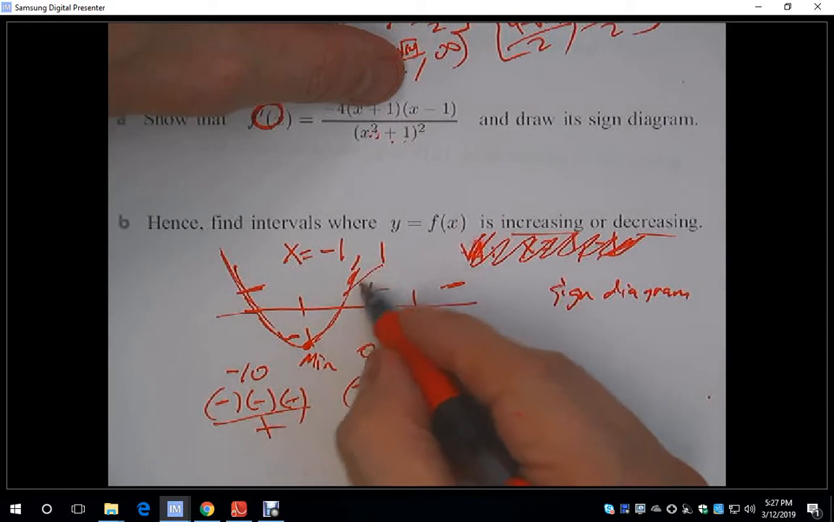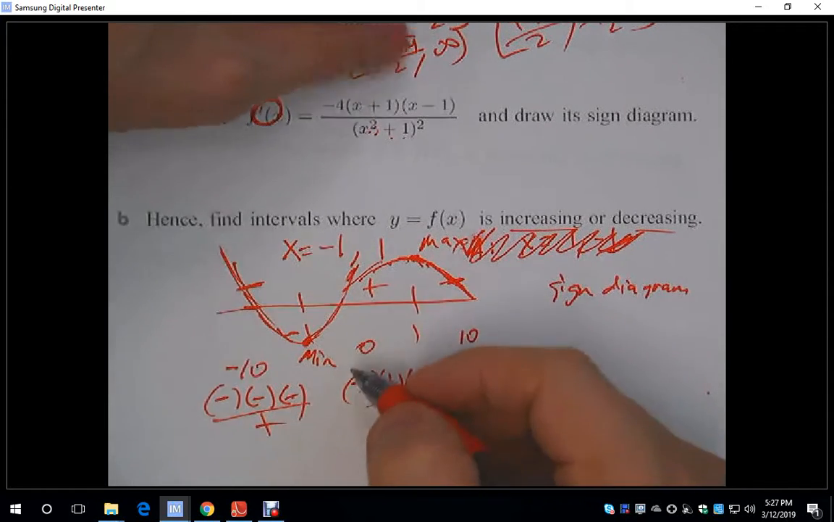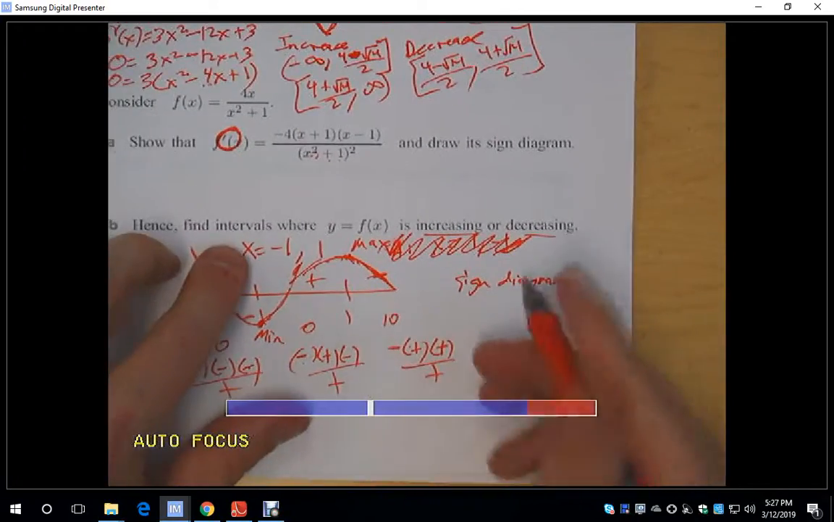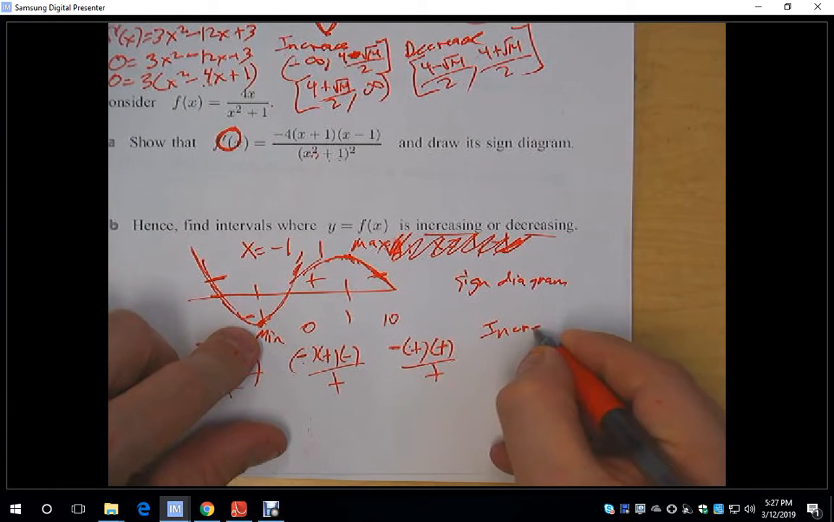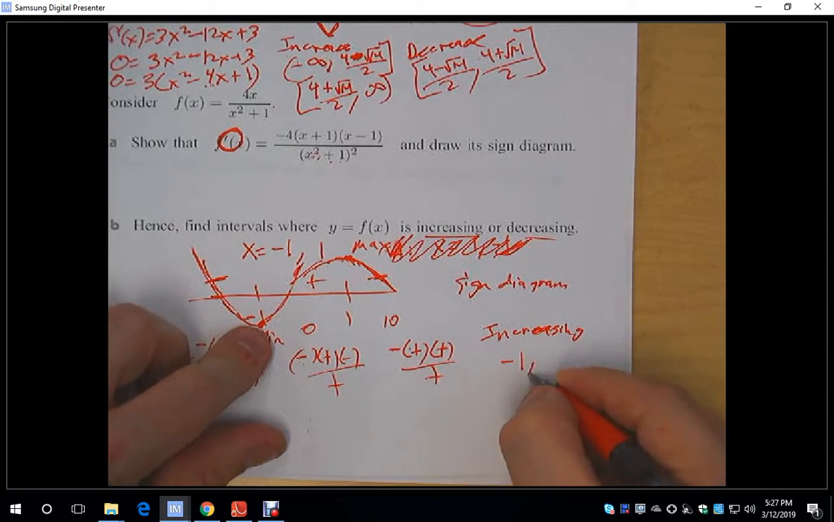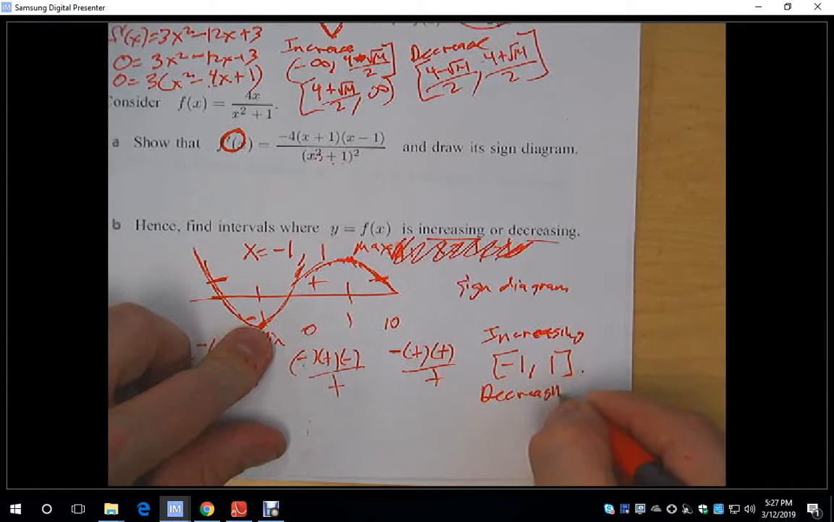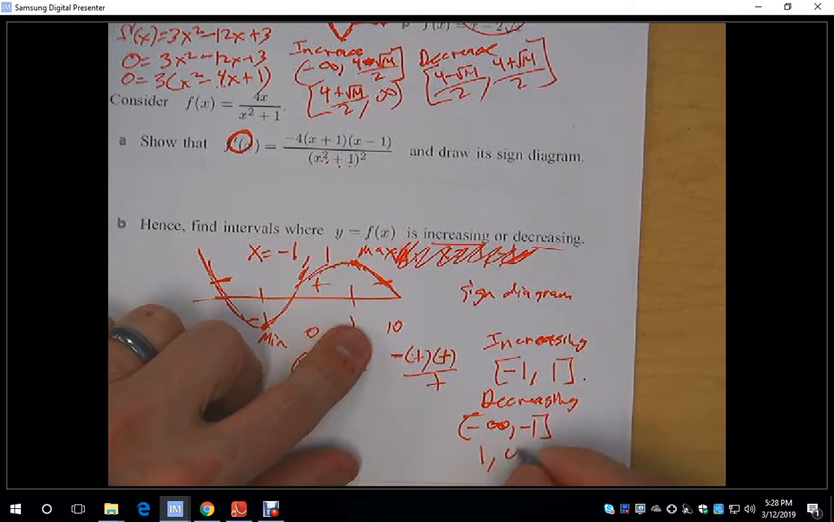So it looks like at that point we have a local maximum point. So we can see, if we're trying to find the points that are increasing and decreasing, well, we are increasing from -1 all the way to 1. And then we are decreasing from -infinity to -1, and then from 1 to infinity.